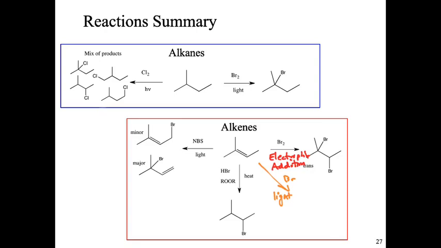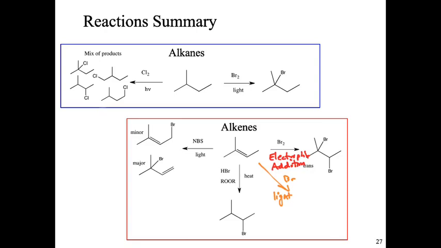What do we use instead? NBS. What is NBS? Very small concentrations of Br2. Those small concentrations of Br2 facilitate the radical reaction. Last one, HBr. HBr we saw as a standard electrophilic addition.